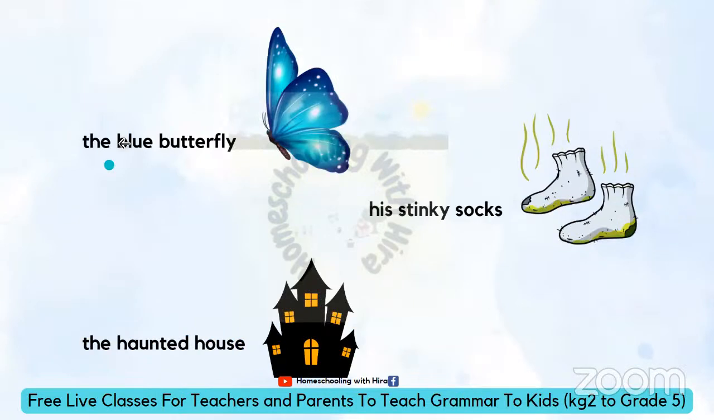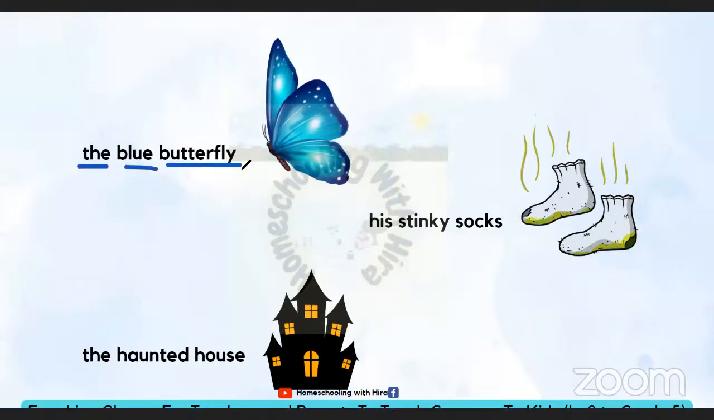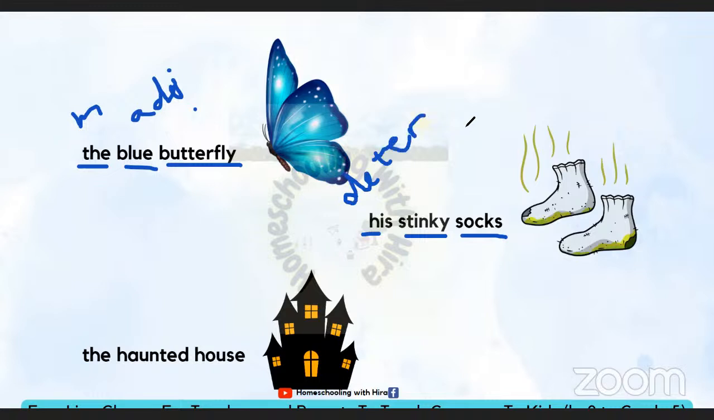There are some other examples of noun phrases. The blue butterfly. Modifier, adjective, and a noun. His stinky socks. Now, this is not a sentence, but three words together. His is a determiner. Okay? Remember? Possessive determiner or possessive adjective. Stinky is an adjective, and then socks is a noun. So, his stinky socks is a noun phrase.